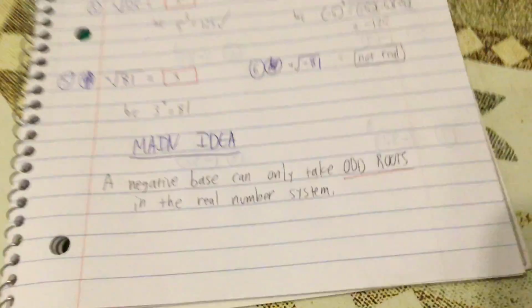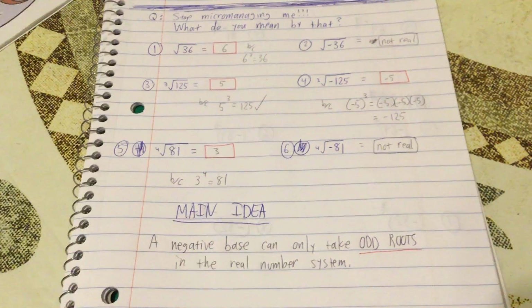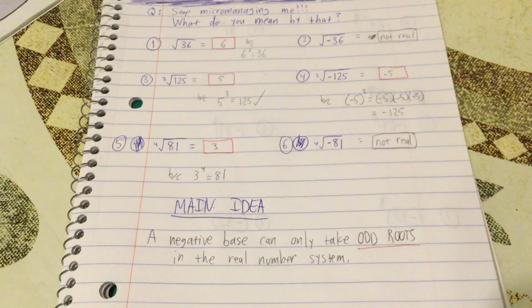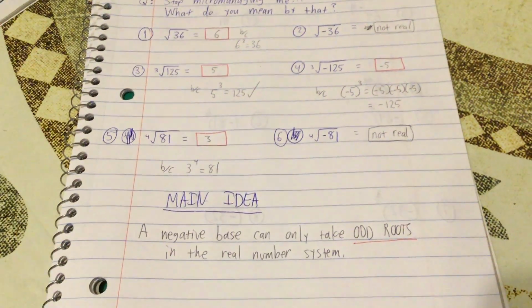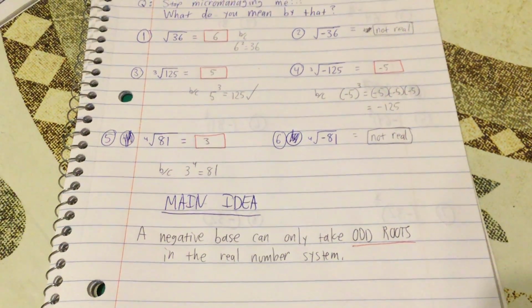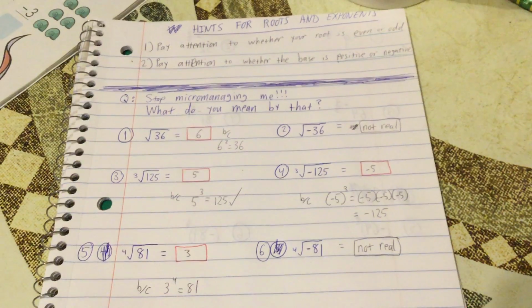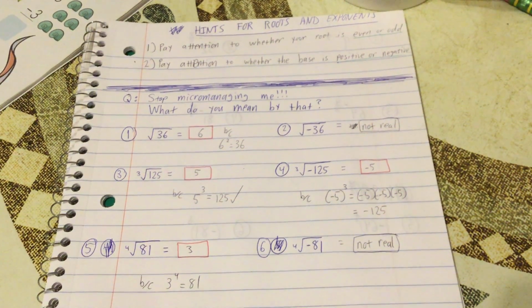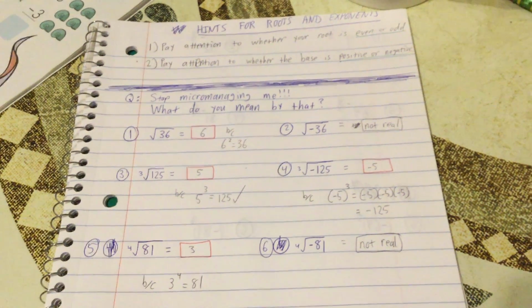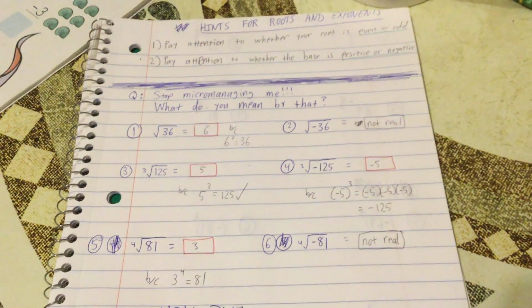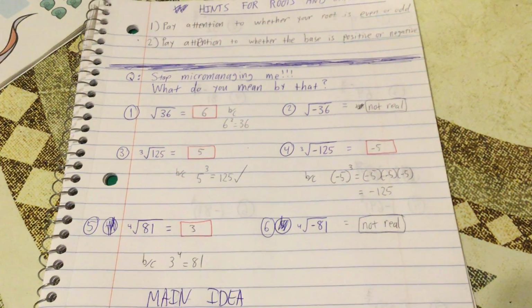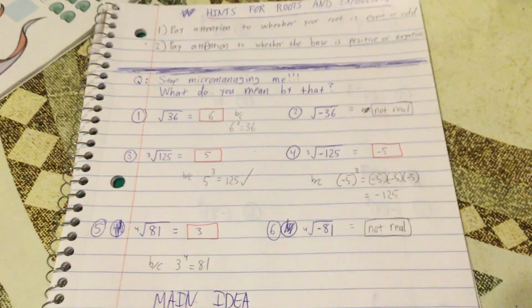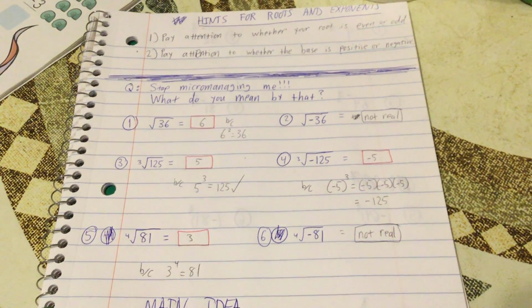I'll just give you a free pass. If we have the square root of a negative number, the fourth root of a negative number, the sixth root of a negative number, and so on and so forth. So if the base is negative, pay attention to whether the root is odd or even. Because if it's negative and we have an odd root, totally cool. If we have a negative base and an even root, that's impossible in the real number system.